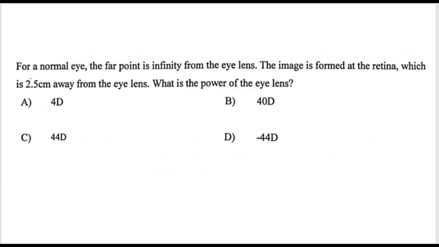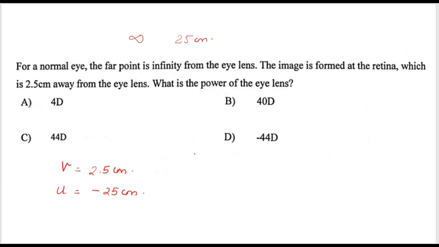For a normal eye, the far point is infinity from the eye lens. You know, for normal eyes, far point is infinity and the near point is 25 centimeter. The image is formed at the retina, which is 2.5 centimeter away from the eye lens. What is the power of the eye lens? So here we know that v, the image distance, is 2.5 centimeter, whereas u is the near point, that is minus 25 centimeter.